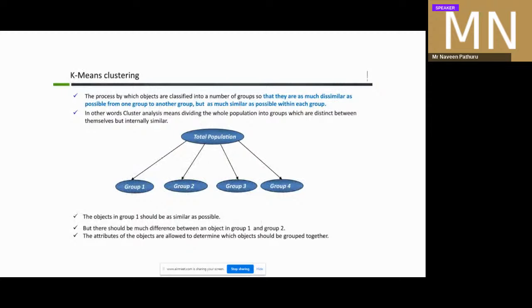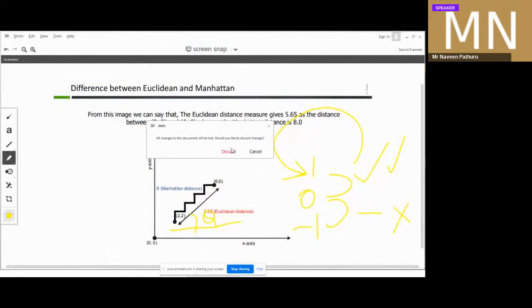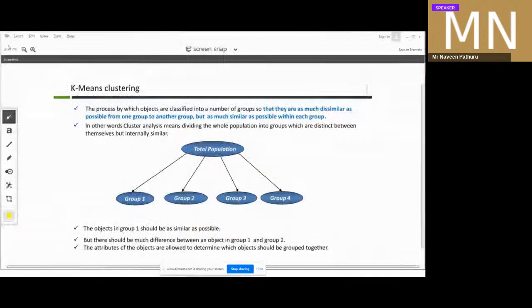So let's come back here, back to a slightly formal definition of k-means. K-means is the process by which objects are classified into a number of groups, so that they are as dissimilar as possible from one group to another group, but as similar as possible within each group. They are similar within each group, but dissimilar between the groups, is what the message is, guys.